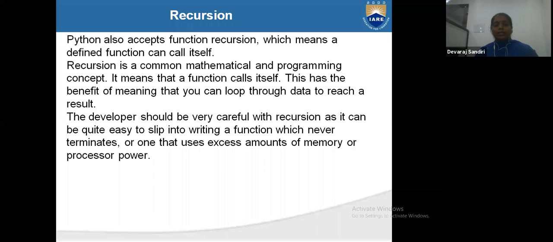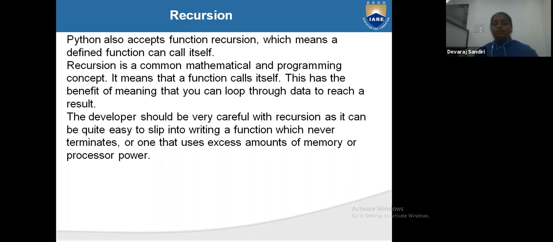Recursion is a common mathematical and programming concept. It means the function calls itself. This has the benefit of meaning that you can loop through data to reach the result. Okay, it is a looping value and you are looping through data to reach the result. Up to the result, the function will call itself.